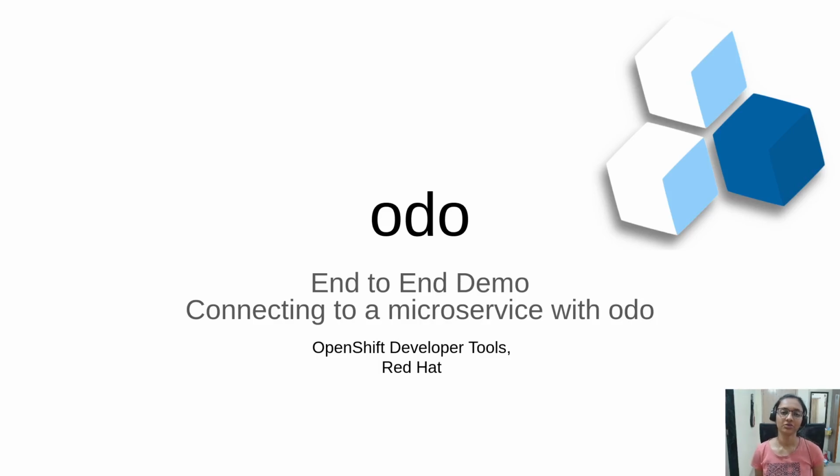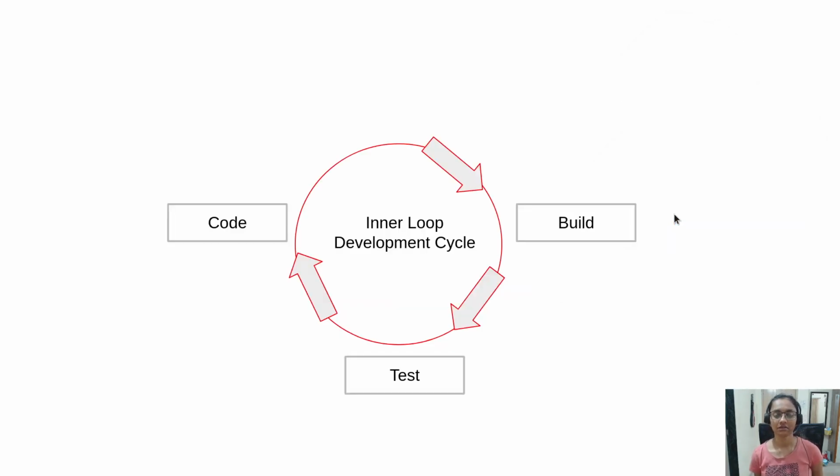Hello, and welcome to this end-to-end demo showcasing how you can connect your application to a microservice while running inner loop development cycle with Odo. Now, what is an inner loop development cycle? It simply is the initial phase of your application development cycle where you are continuously coding, building, and testing your application locally until you are ready to move it to staging or production.